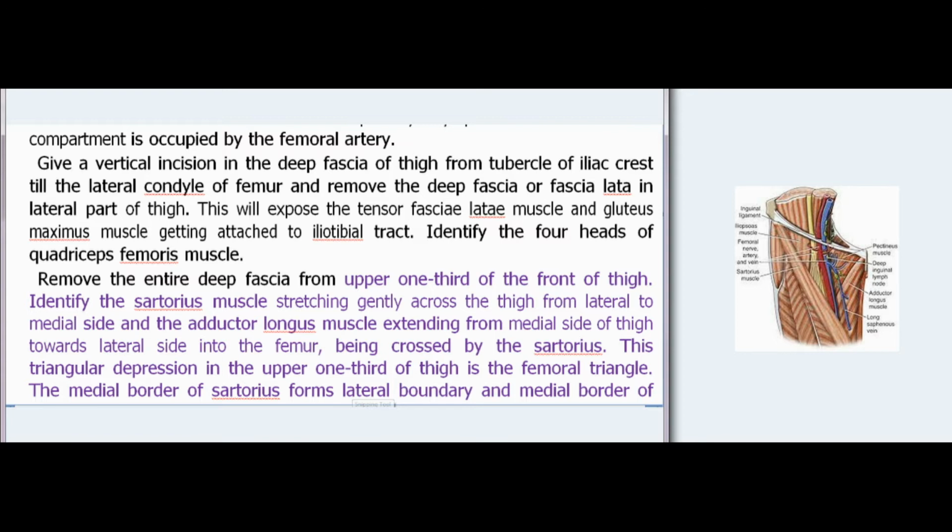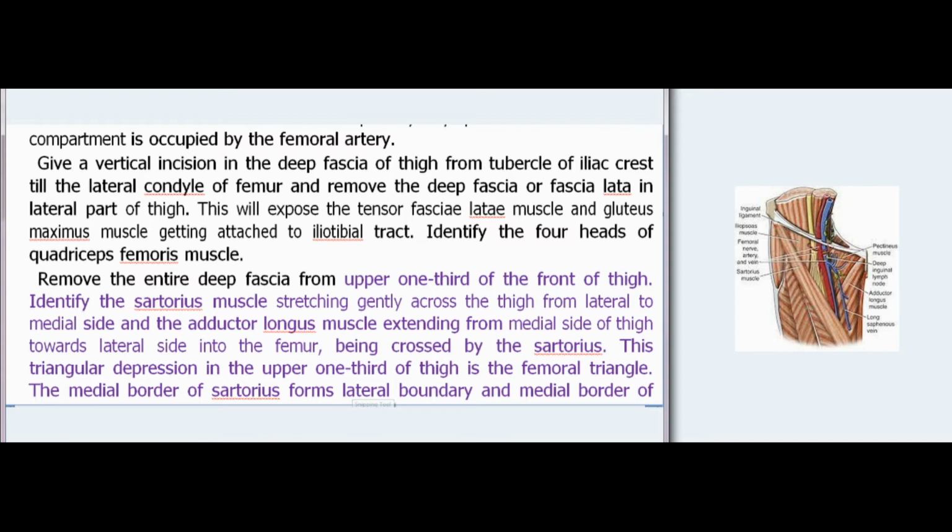This will expose the tensor fasciae latae muscle and gluteus maximus muscle getting attached to the iliotibial tract. Identify the heads of the quadriceps femoris muscle. Remove the entire deep fascia from the upper one-third of the front of the thigh.